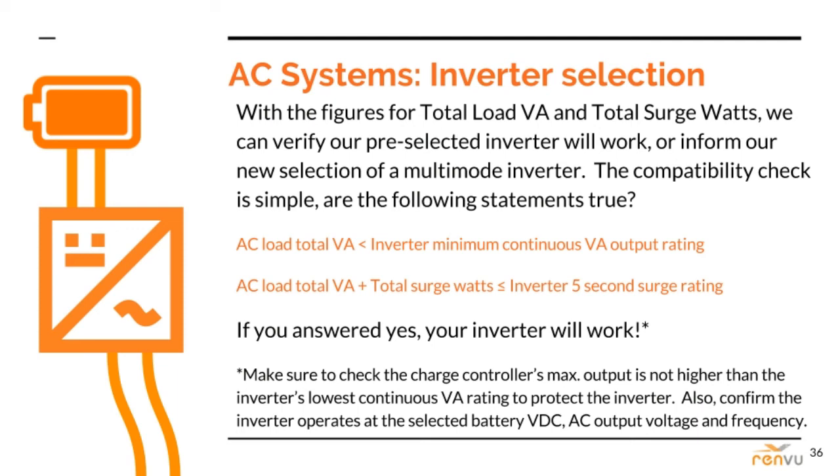Make sure to check that the charge controller's max output is not higher than the inverter's lowest continuous volt amp rating in order to protect the inverter. Also, confirm the inverter operates at the selected battery voltage, AC output voltage for the grid, and grid frequency. In the US, of course, this is typically going to be 120/240 split phase for a residential project and 60 Hz frequency.